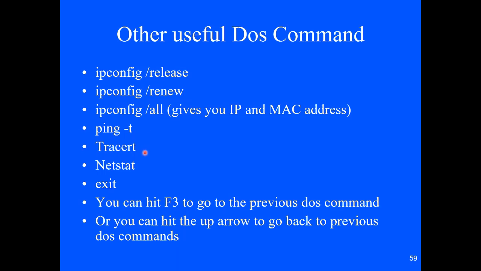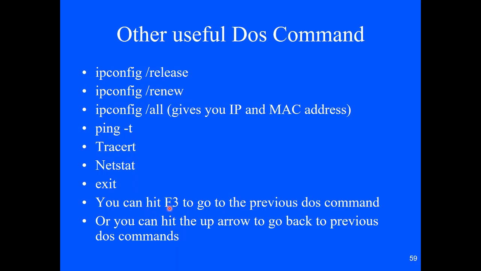Trace route I'll show in another slide. That's kind of cool. If you can't get to a certain website, you can see where it gets stuck. It'll give you all the steps from you and that server you're trying to talk to, which is a cool command. Netstat displays the network connections for transmission control protocols, shows the routing table and other network stuff, which is kind of interesting. Exit I talked about before to get out of it.